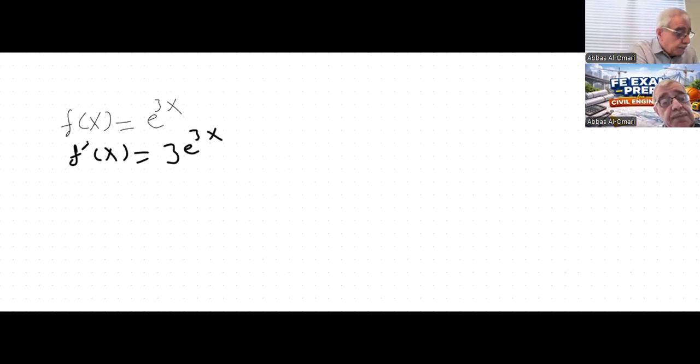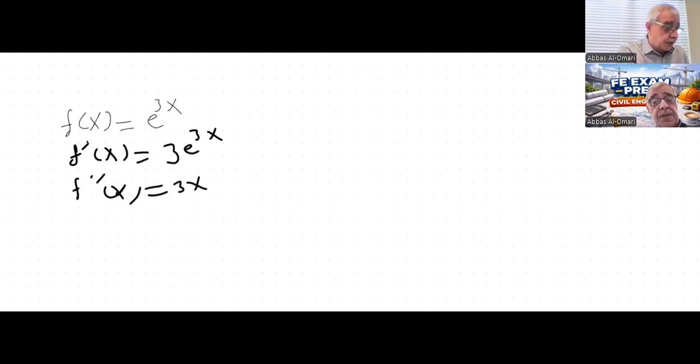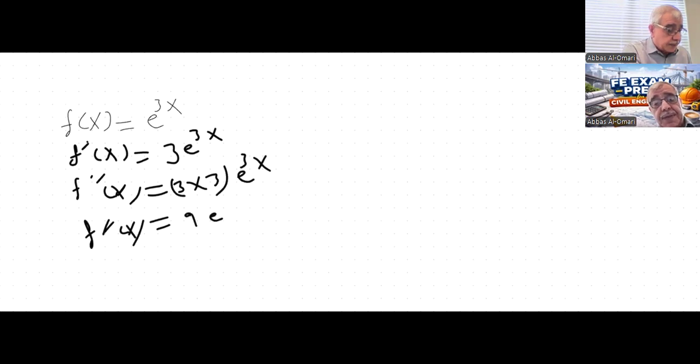Now, f double prime, so we take the derivative of the derivative. So we have 3 multiplied by 3. We take the derivative of the 3x, which is 3. So 3 times 3 e to the 3x. So f double prime is 9 e to the 3x. So this is the first derivative, and this is the second derivative.